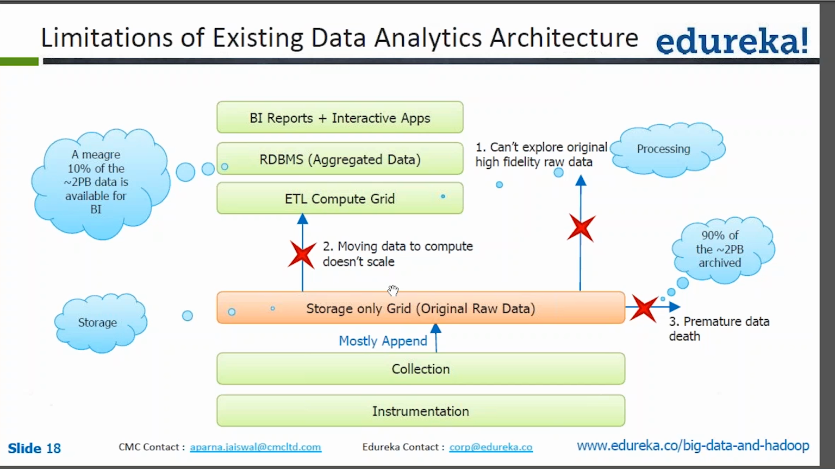And I cannot process all the data simultaneously, because I will not have enough network capacity to transfer the data from my storage grid to my compute grid. My ETL compute grid exists separately. To do any analysis, I need to move the data from my storage grid to the ETL grid.